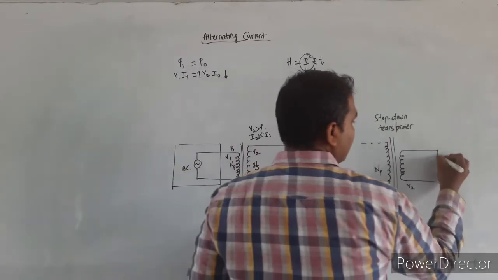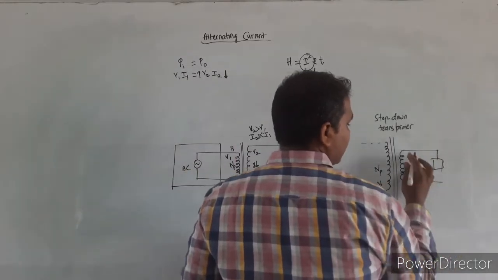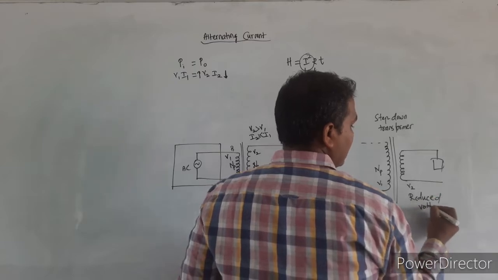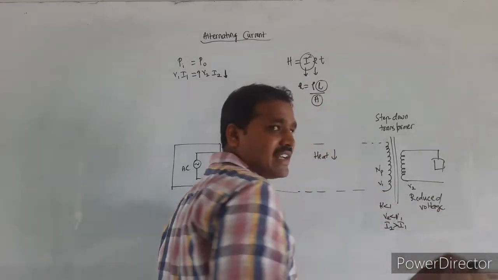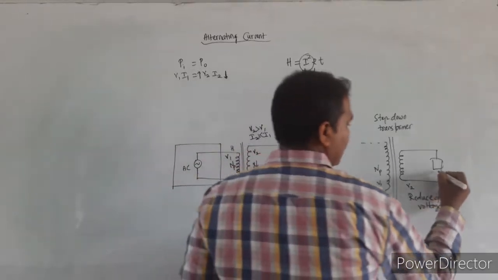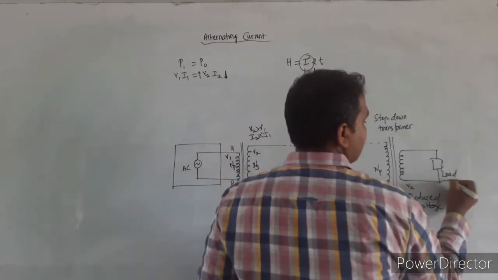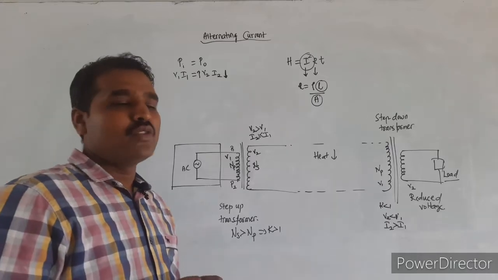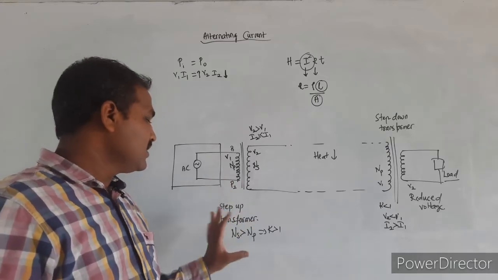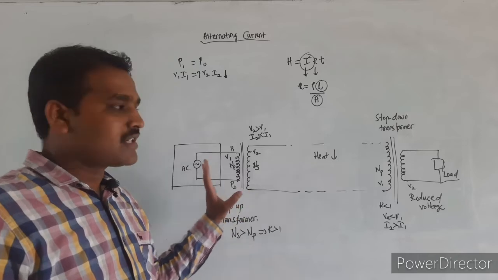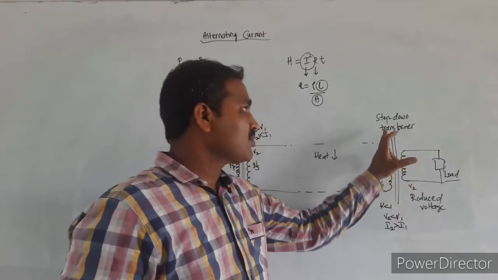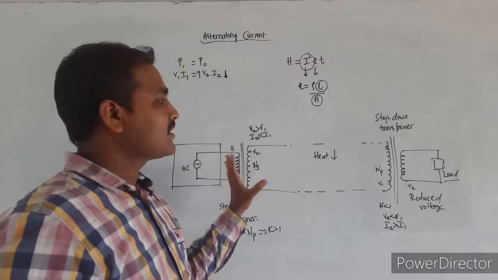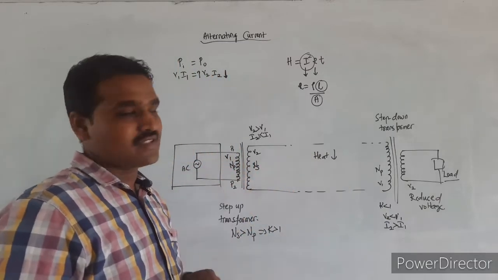So here we are getting a reduced voltage and increased current. This energy is extracted at a load. So, this is how we use the transformer, that is the step up transformer at the power station and the step down transformer at the distribution part in power energy transmission for long distances.